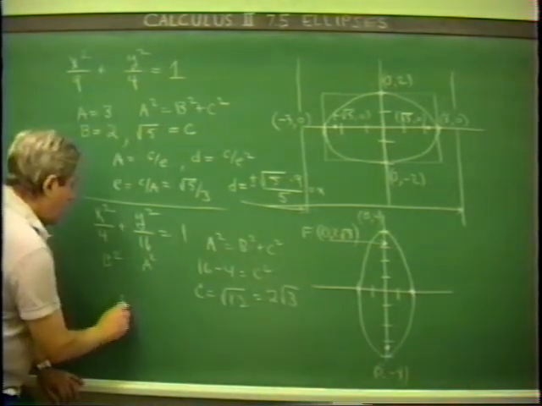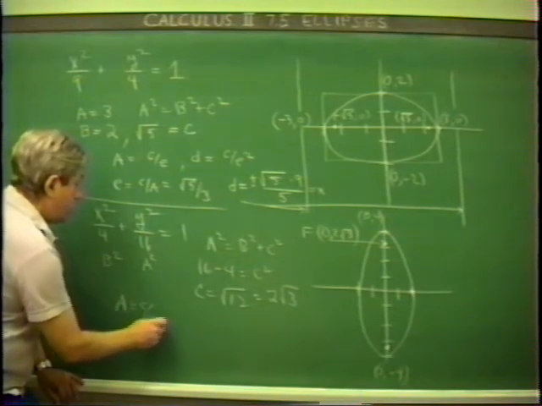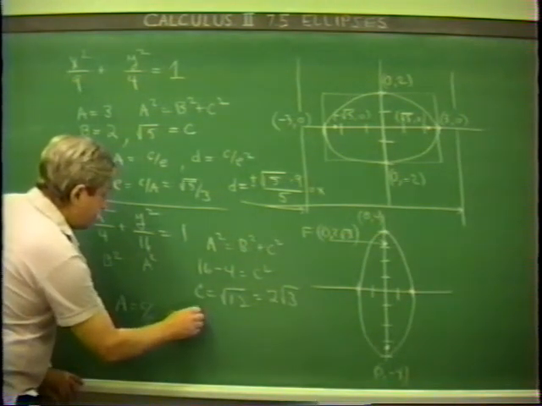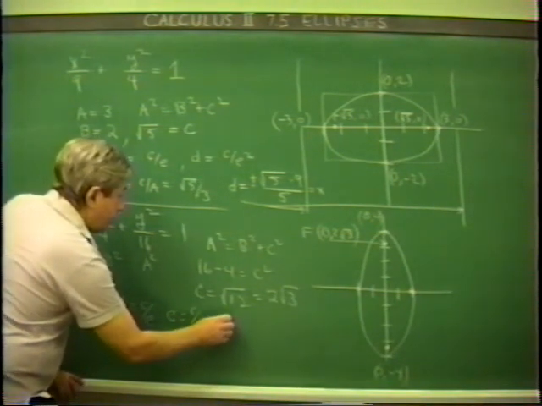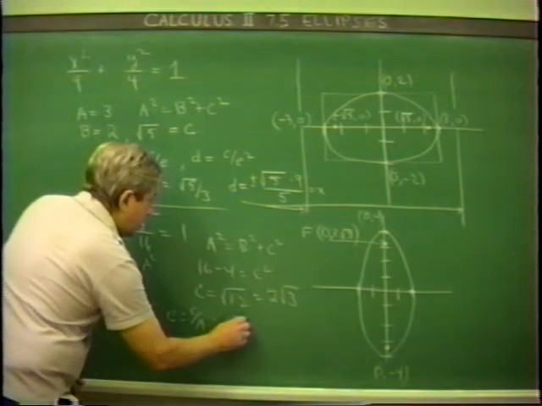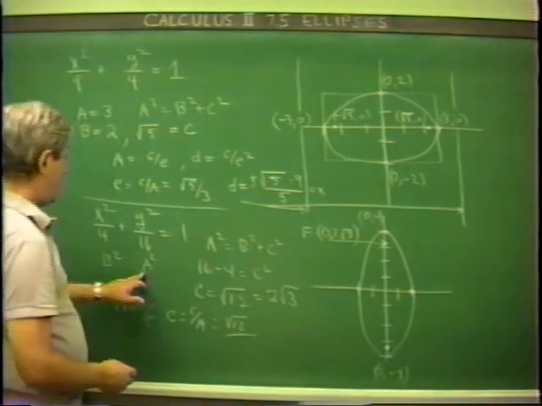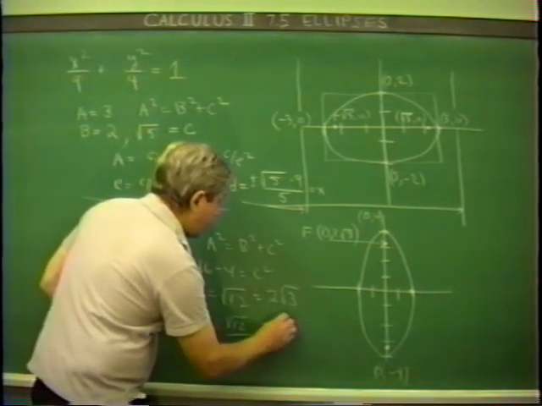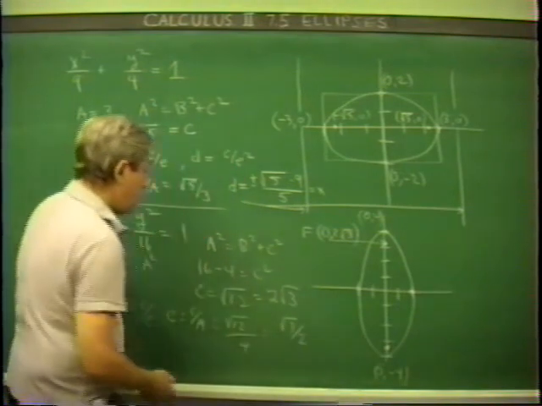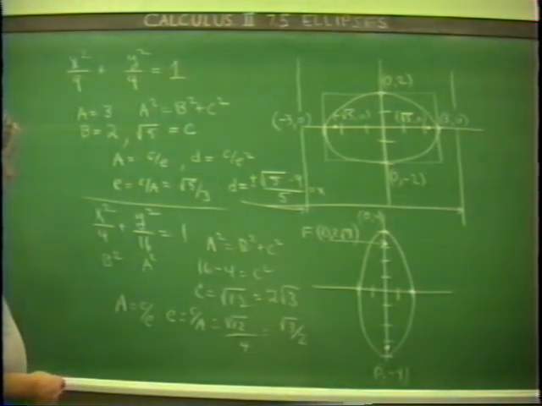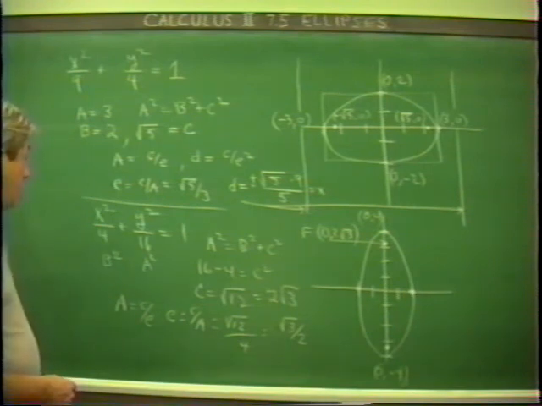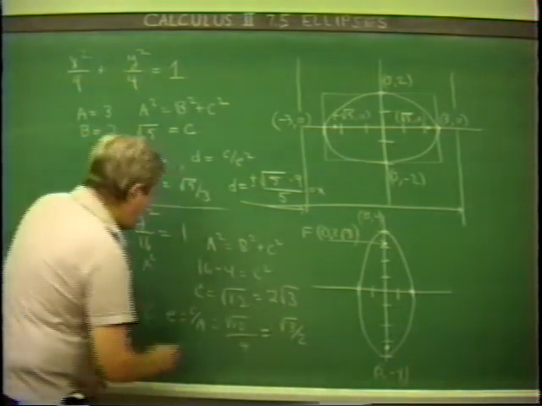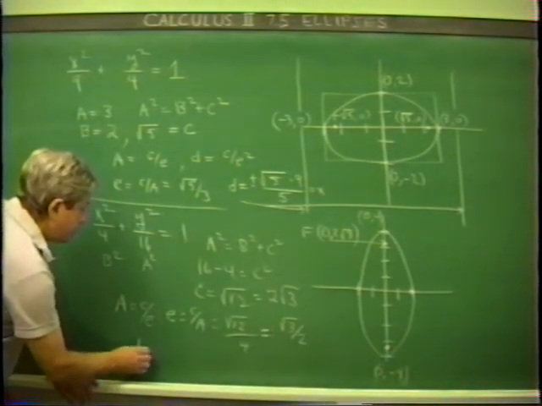All right. Again here now, we've got A, B, and C. A is C over E, so that E is C over A, which is equal to the square root of 12 over A, which is 4, or 2 square root 3 over 4, or square root 3 over 2. So E, the eccentricity, is square root of 3 over 2. Right, that's less than 1 as a check.